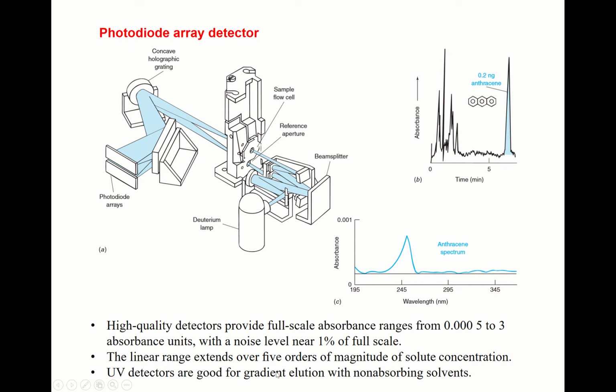And UV detectors are good for gradient elution with non-absorbing solvent. This is good for gradient elution. But the system is quite complicated. But I've never seen this kind of detector in HPLC.